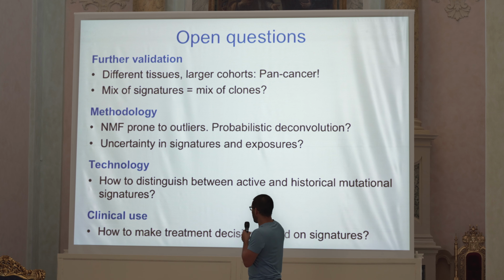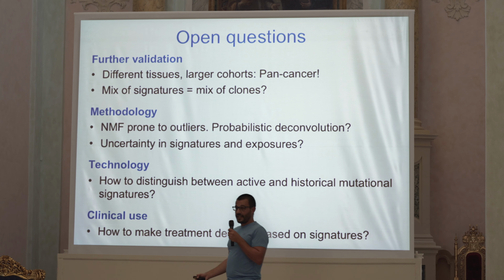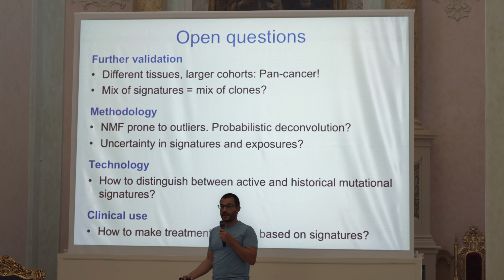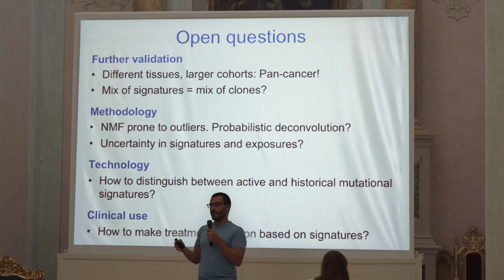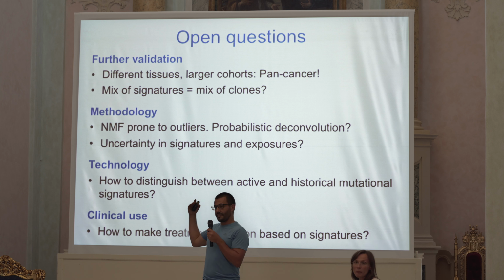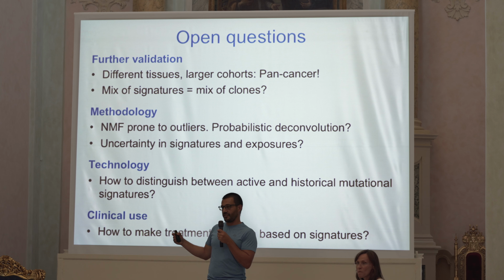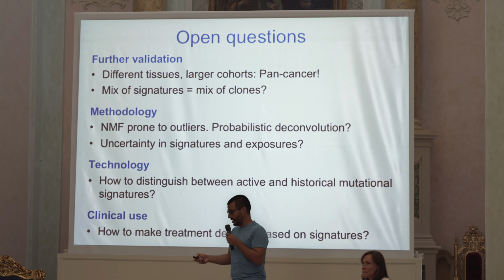And what we also don't know yet is how we actually use that to make clinical decisions. The people who have subtypes have it easier in a way because they just have these clear-cut subtypes and we have this mess. So we somehow need to boil down our signature exposures into clinical decisions. And that's what we currently think about.